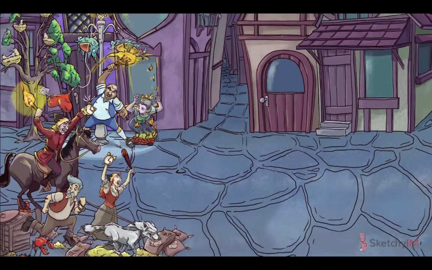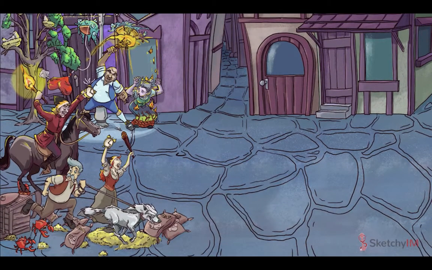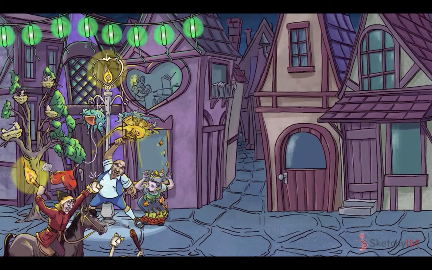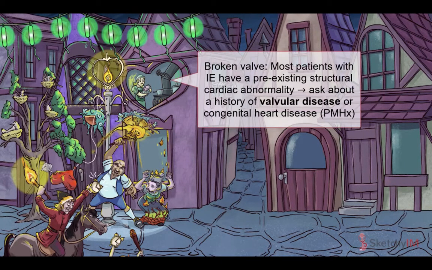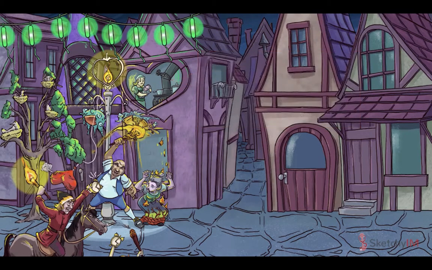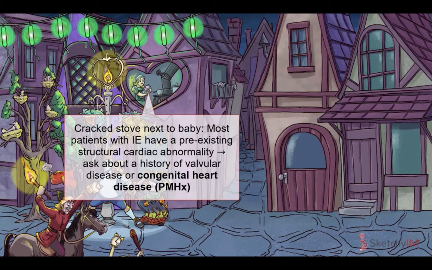As mentioned previously, make sure to ask about a history of cancer or lupus, since those conditions are associated with NBTE. While endocarditis can occur in the absence of known abnormalities in the valve, having a pre-existing structural cardiac abnormality greatly increases the risk of IE by providing those pesky microorganisms with a place to grow. Make sure to ask your patient about a history of valvular disease or congenital heart disease, among other cardiac conditions.